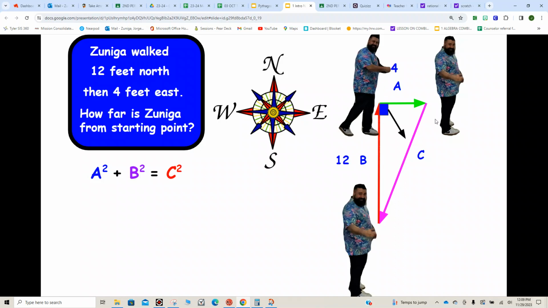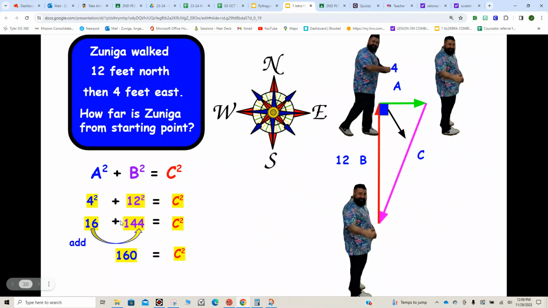All right, after we drew the picture, now we can solve, right? So we're going to substitute 4 for the A. So we're going to put 4 squared, and we're going to substitute 12 for the B. Next thing is we're going to square both of these. So I get 16. 12 times 12 is 144. We're going to add. Anytime you are looking for the hypotenuse, you add. And we end up with 160.